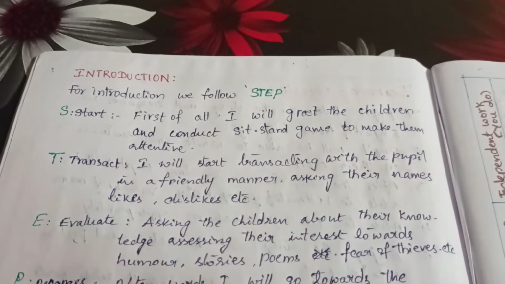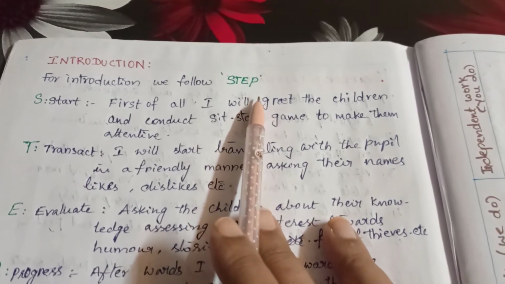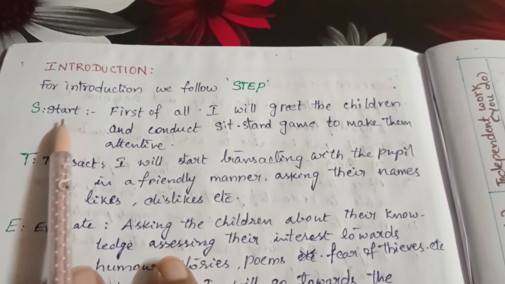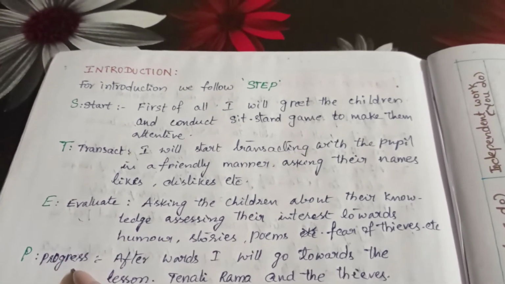Here comes the introduction part. For introduction, we follow steps. It is given in the SCERT guidelines. S means start, T transact, E evaluate and P progress.